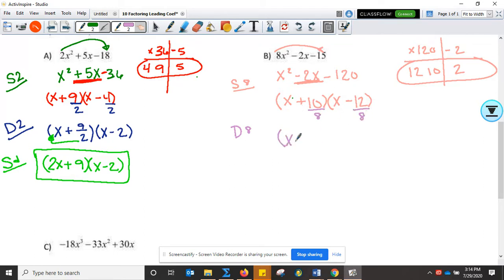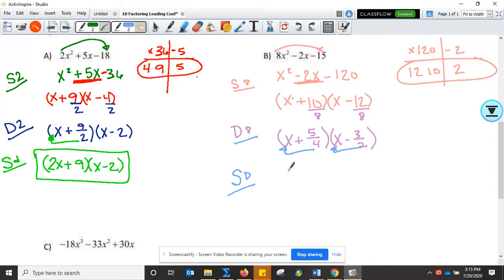So I get x plus 10 over 8 reduces to 5/4. 12 over 8 reduces to 3/2. This time we have 2 fractions, which is okay because we're going to slide. We slid the 8, we divided by 8. Now we're going to slide the denominator. Okay, so I'm going to slide my denominator up front.